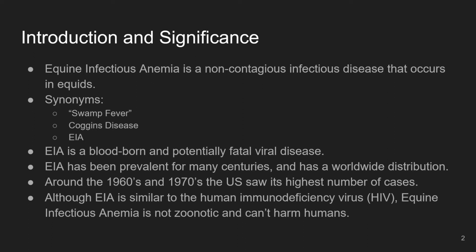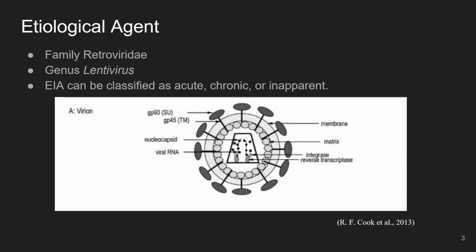And although EIA is similar to the human immunodeficiency virus, HIV, equine infectious anemia is not zoonotic and cannot harm humans. The virus that causes equine infectious anemia comes from the family Retroviridae and genus Lentivirus. This virus can be described as either circular or ovular in shape, with a lipid membrane that encapsulates two copies of single-stranded RNA. The RNA will be used to produce DNA that will be incorporated into the host cell. This virus is able to readily mutate, which allows it to change its antigen identity, making it very hard to provide immunization or protection against.